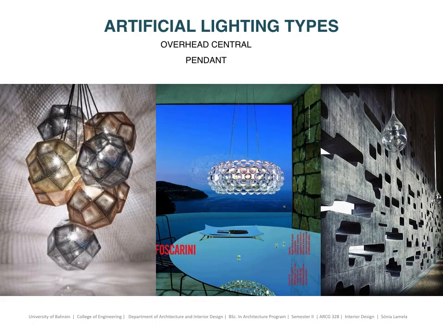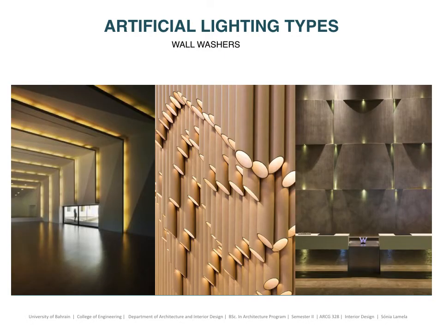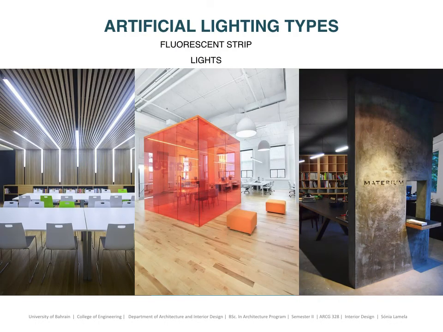So there is another example of overhead central pendants here, like those three ones. Then some examples of hub lighters in different ways to apply it into the design. Wall washers. Again, all three examples represent wall washers and how the light is distributed within the walls and creates a different kind of pattern and rhythm inside the building. We can also have fluorescent strip lights, and again, three other examples of how to use it.